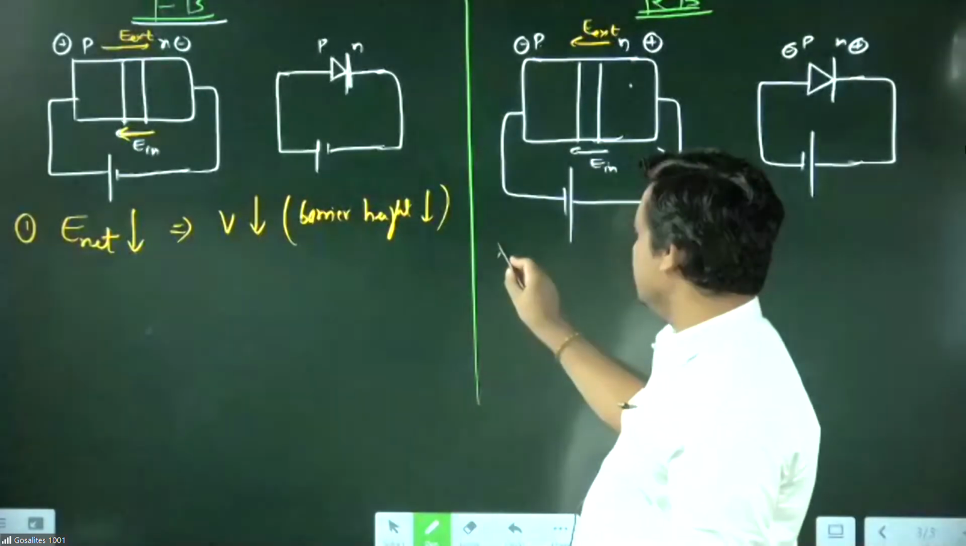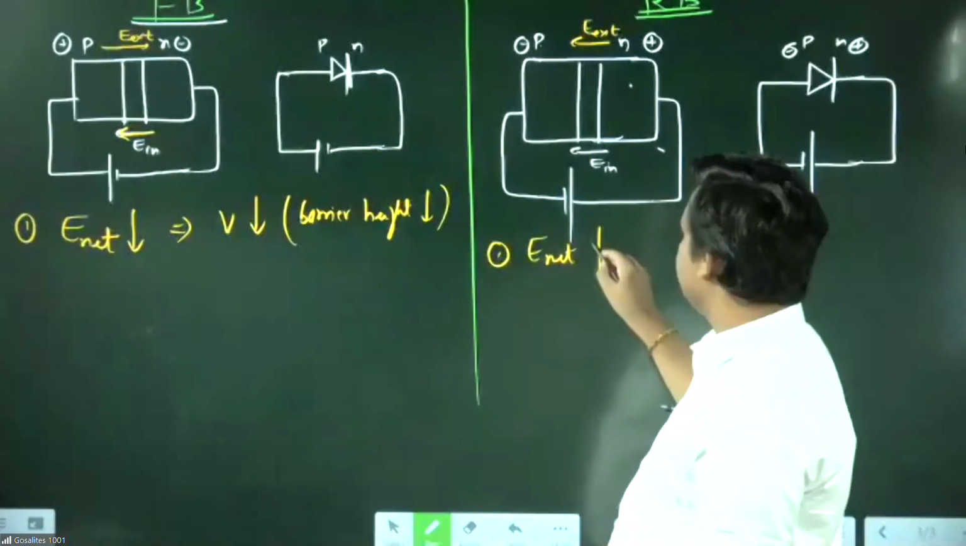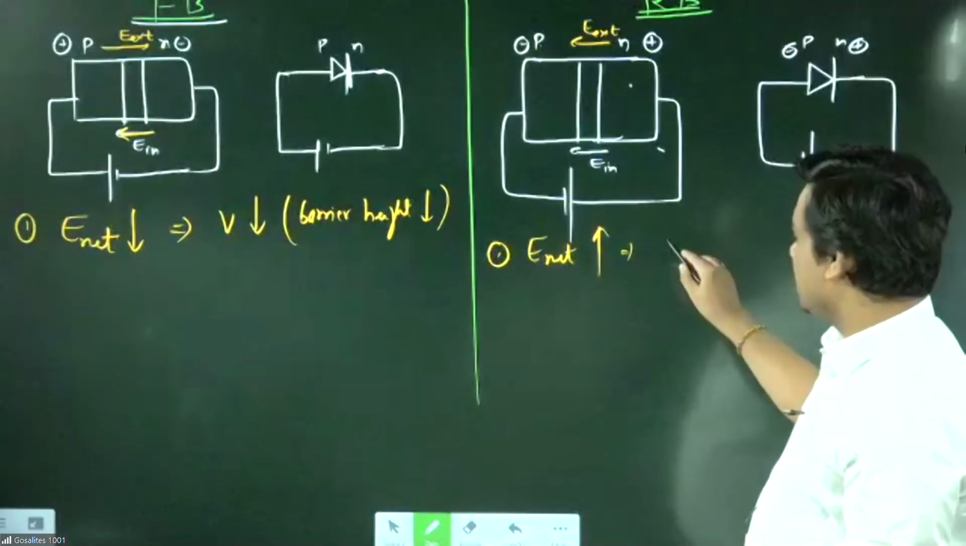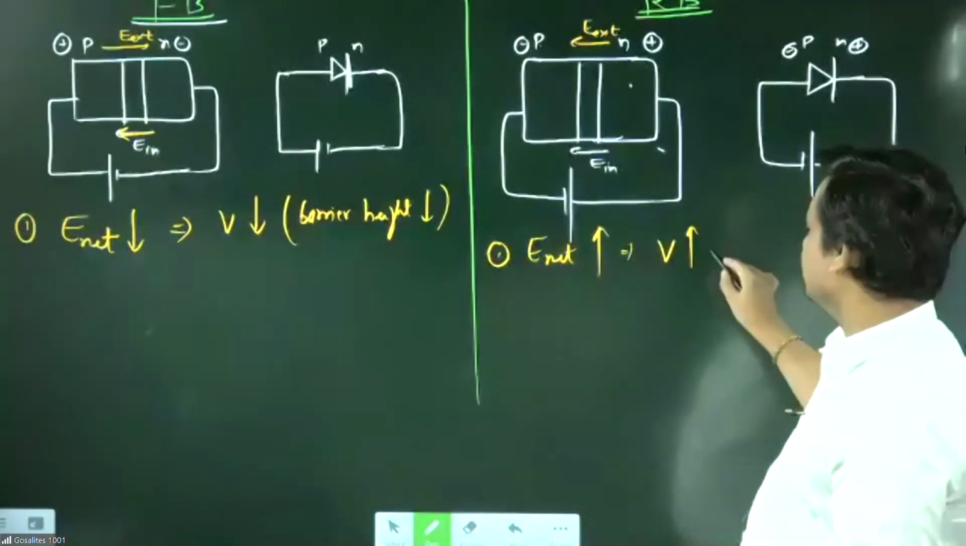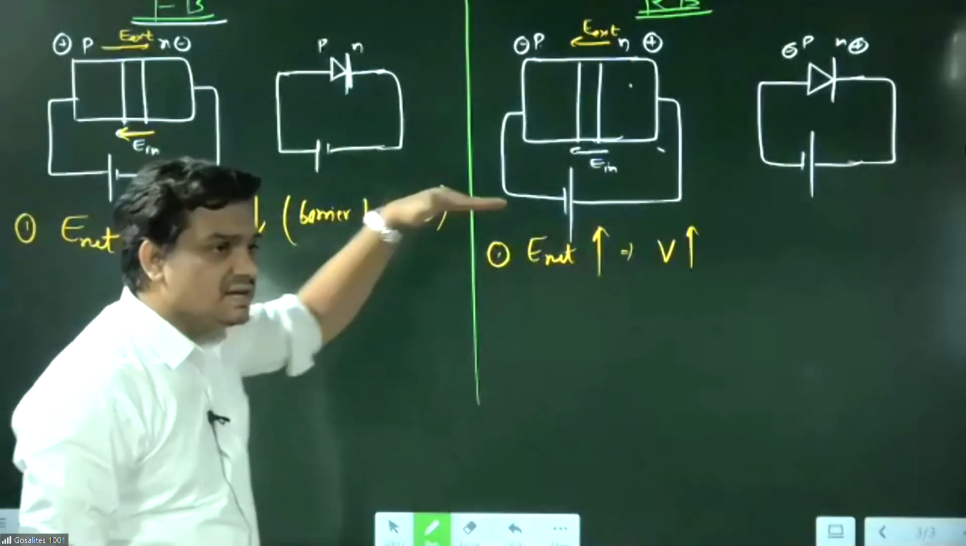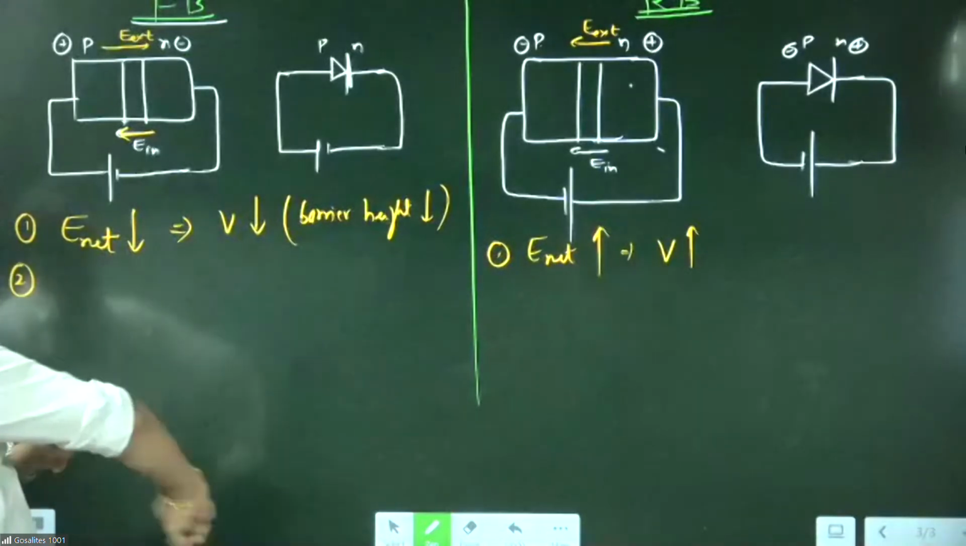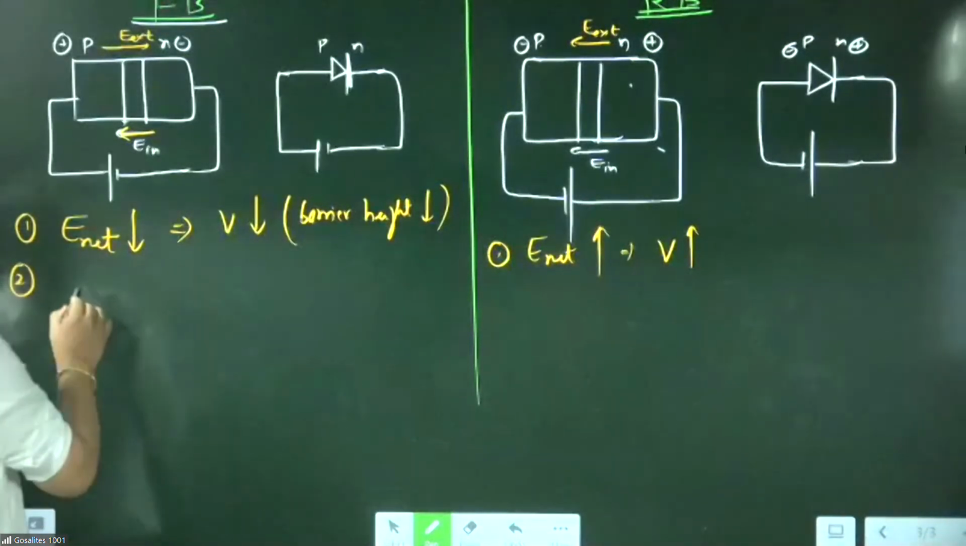Now in the reverse bias, number one, your E net: both fields are in the same direction. So here your barrier will be more. Here in forward bias the barrier is less, and here in reverse bias the barrier is more. If the barrier is less, will it allow current or not allow current? Can you tell me?